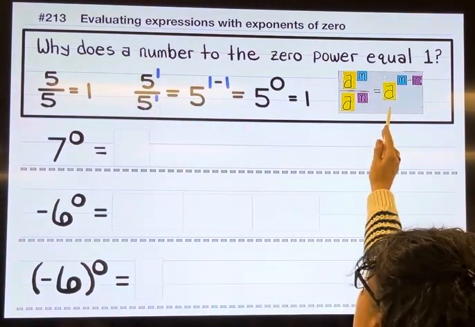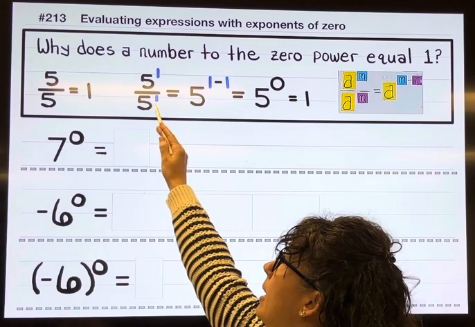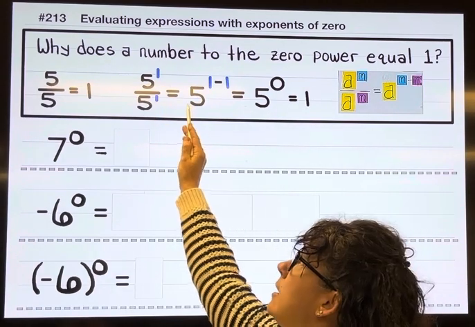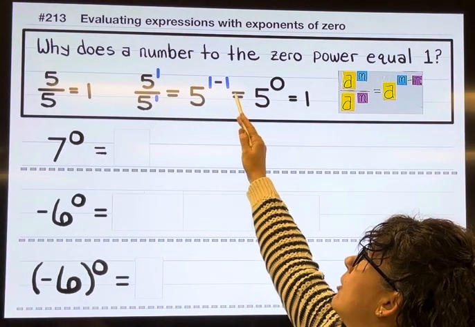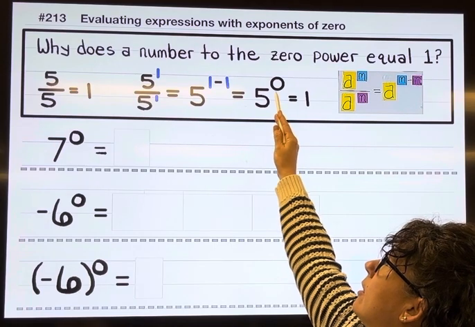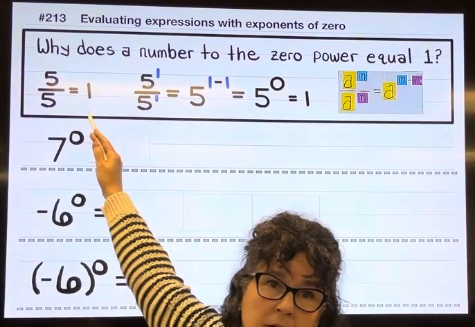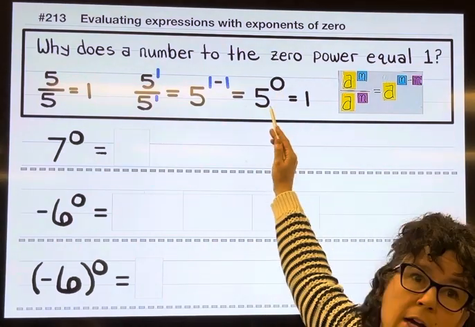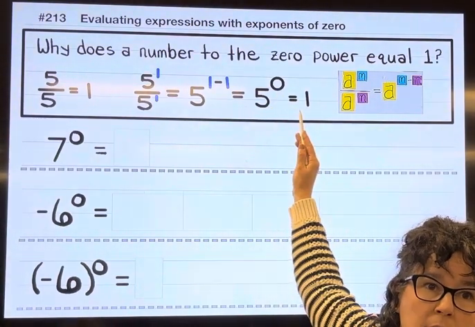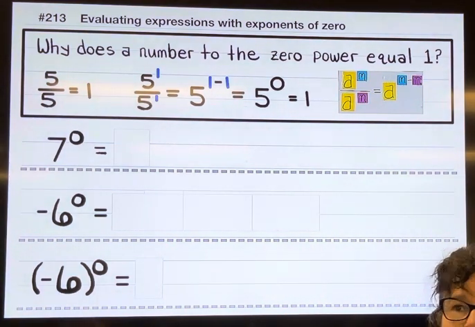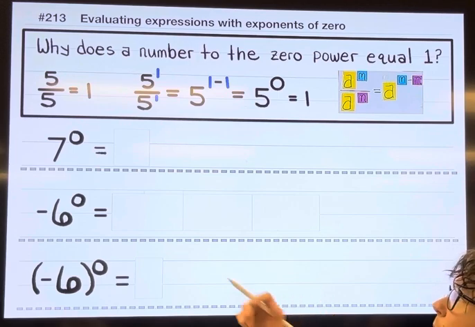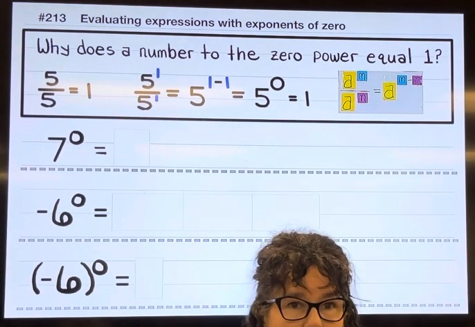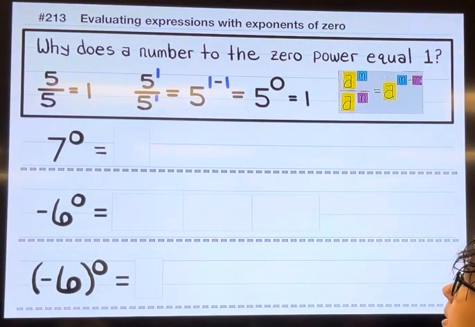So if I apply this rule, I end up having 5, my common base, to the 1 minus 1. And so 1 minus 1 is 0, and 5 divided by 5 is 1. And that leads us to 5 to the 0. So that's why that's 1. That exponent is saying I don't have any more 5s left in the numerator or the denominator, but this is still multiplied by 1.